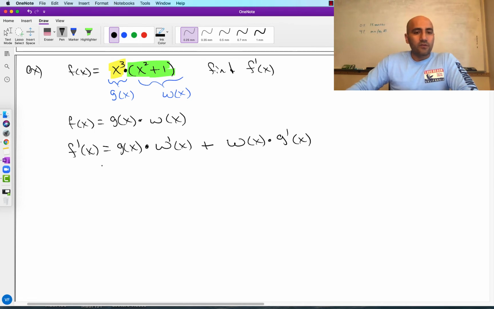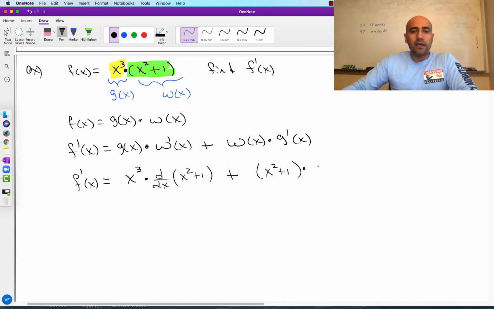Good. Now let's go ahead and plug it in here. So that means that f prime of x is going to be equal to that first one, so leave the first one alone, x cubed, times the derivative with respect to x of that second one, so times d dx of x squared plus 1. Plus, now leave the second function alone, so we'll have the x squared plus 1, times the derivative with respect to x of the first function, which is x cubed. Now we set it up, and now we can take the derivatives.